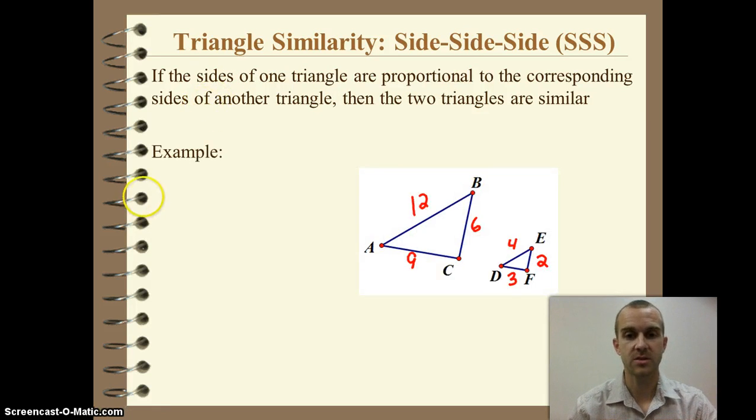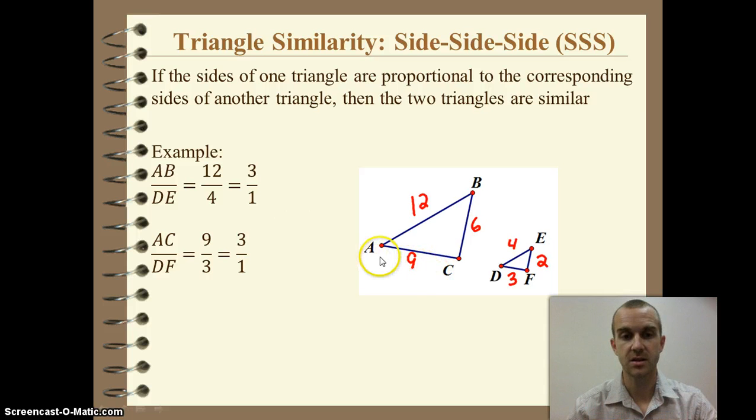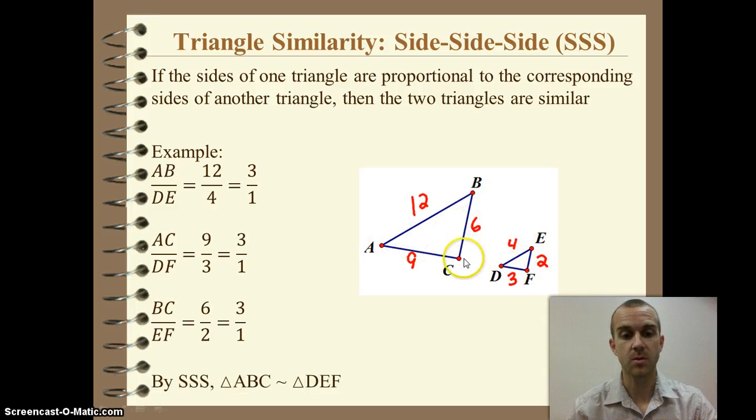So if I look at my two triangles here, if I look at the corresponding sides, I have AB is 12 over DE 4. That's a 3 to 1 ratio. If I look at AC to DF, that's a 3 to 1 ratio. And if I look at BC to EF, that's a 3 to 1 ratio. So by side, side, side similarity, I can say that triangle ABC is similar to triangle DEF.